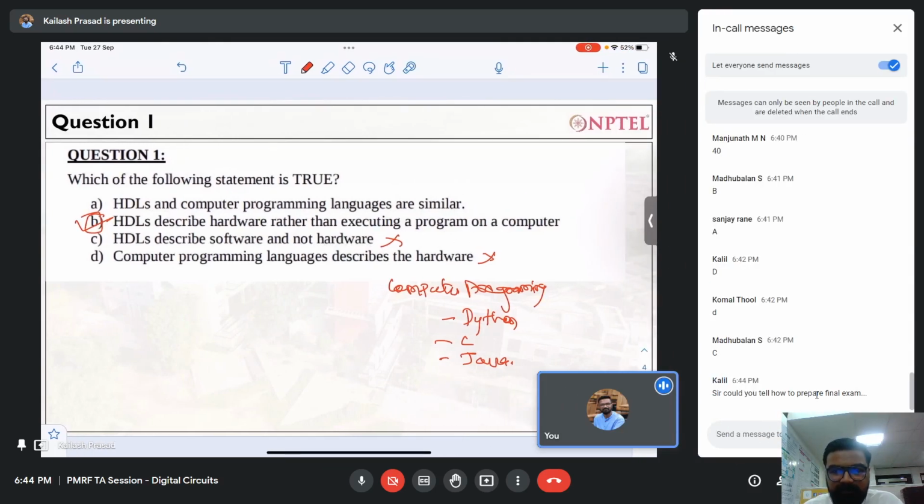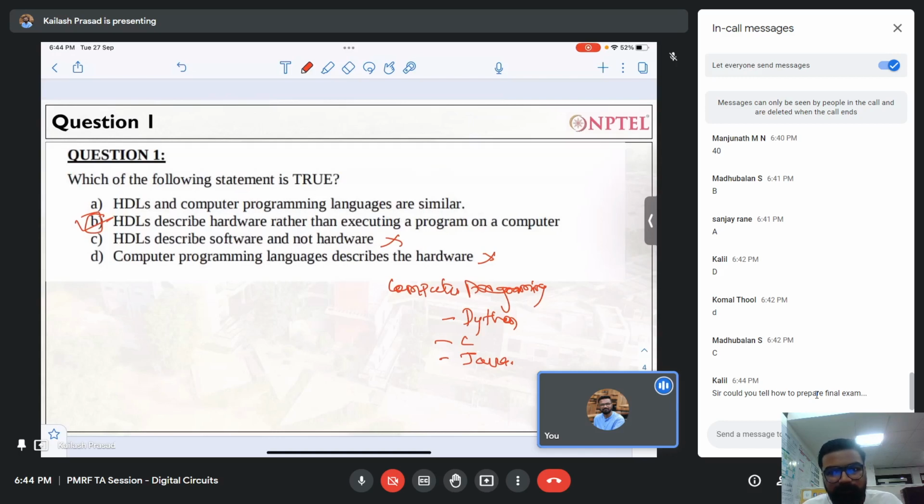The best suggestion which I have is to go through all the questions you're doing in the assignments. Second, go through all the questions which I have discussed and the other TAs are discussing, right? You have all the materials accessible to you. Try to solve all the questions, and go through all the lectures. These are the three things. If you do, you will easily pass the exam, right?